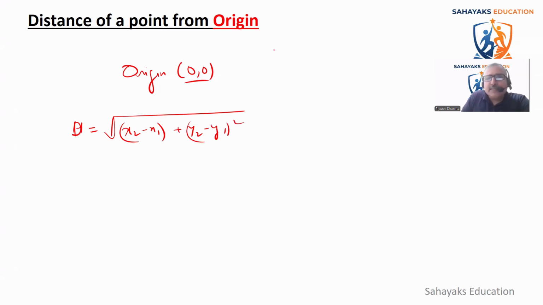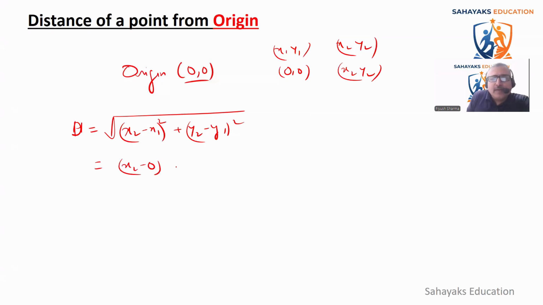Now say (x1, y1) is (0, 0), and (x2, y2) is just (x2, y2). So what will it be? It will become the square root of (x2 minus 0) whole square plus (y2 minus 0) whole square.